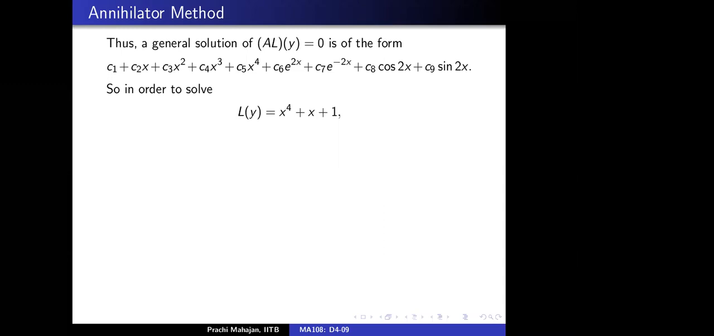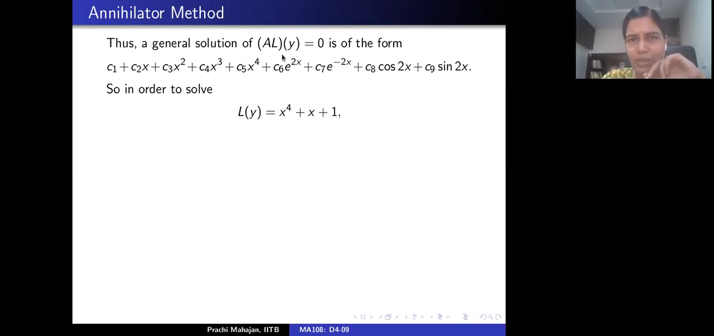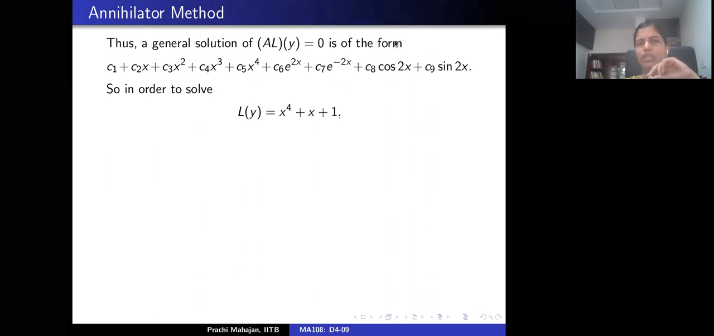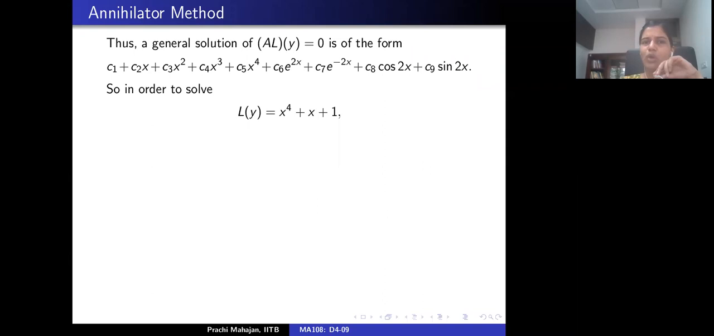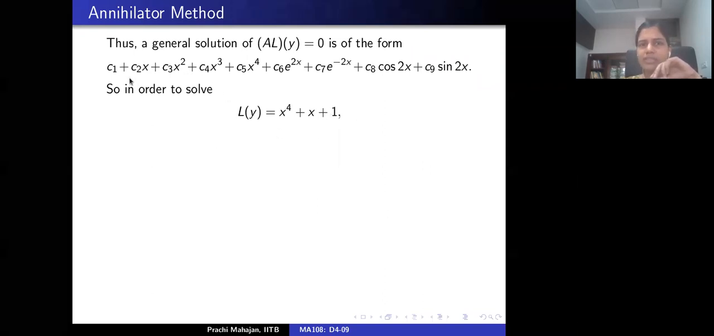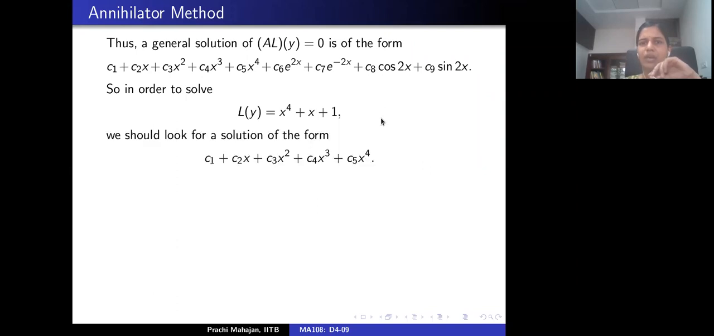Having solved the homogeneous equation ALy equal to 0, remember what we are required to do: find a particular solution of the non-homogeneous equation Ly equal to R(x), where R in this case was this polynomial. We all agreed that every particular solution is a solution of ALy equal to 0. So I'm going to plug the general solution in here and solve for C1, C2 up to C9, nine coefficients.